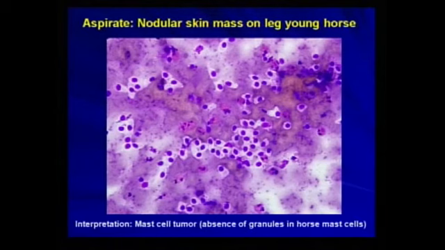This is a mast cell tumor in a horse. Some people just call it mastocytosis. They're not even sure if it's a mast cell tumor, but you do have the population of mast cells, which in the horse generally are not well granulated, and these really nicely granulated, brightly eosinophilic granules of the eosinophils.